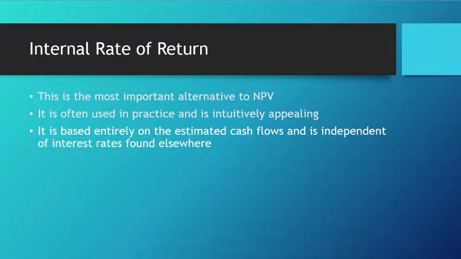It is based entirely on the estimated cash flows and is independent of interest rates found anywhere else, including the weighted average cost of capital. The decision rule, on the other hand, uses the weighted average cost of capital, and therefore it uses the time value of money, it uses the risk. We can embed all of those things in it, so it's doing it after the fact, though. We're finding the internal rate of return.